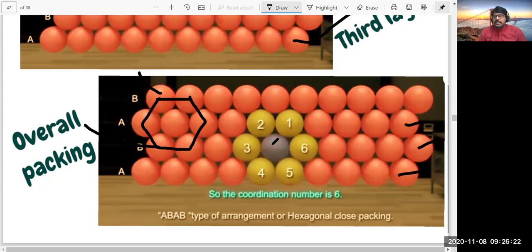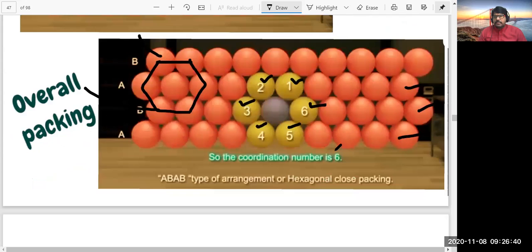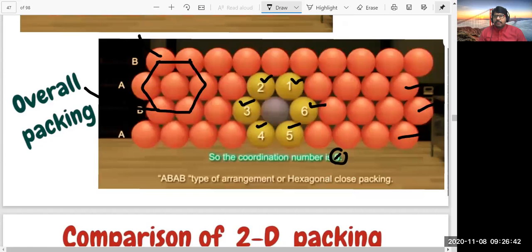And every particle is in contact with 2 other particles. You can see 3 and 6 are coming from the same layer. 1 and 2 belong to the previous layer. 4 and 5 particles belong to the next layer. Of course, the coordination number is 6, no doubt about it. If you split this, 2 from the same layer, 2 from the previous layer, 2 from the next layer, hence altogether it is in contact with 6 particles. So the coordination number is 6. The type of packing is AB, AB, AB, AB type of packing.